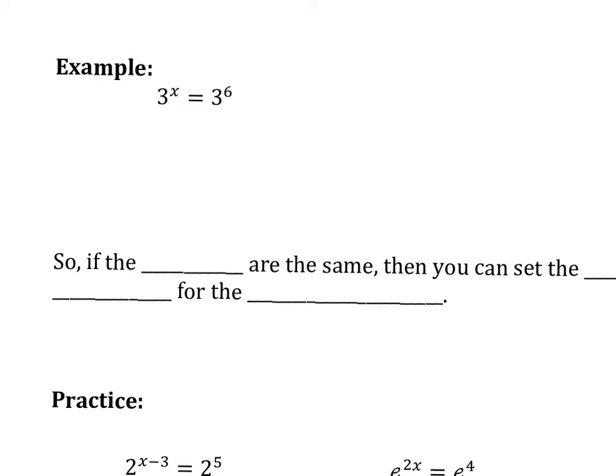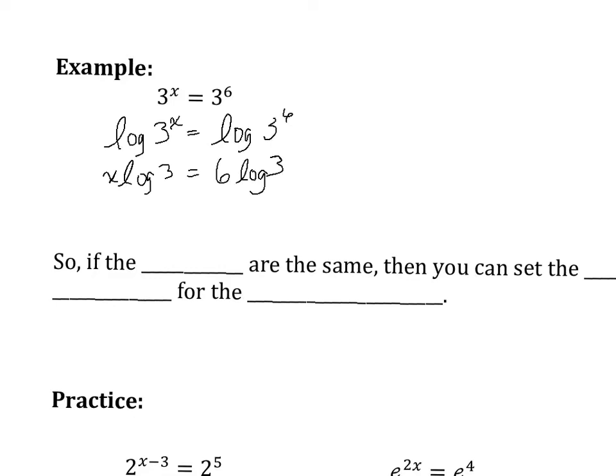Now, if I take the logarithm of both sides, that means the log of 3 to the x, and set that equal to the log of 3 to the 6th power, right? And I rewrite that as x times the log of 3 equals 6 times the log of 3, right? And then I divide both sides by log of 3. Then I get that x equals 6.